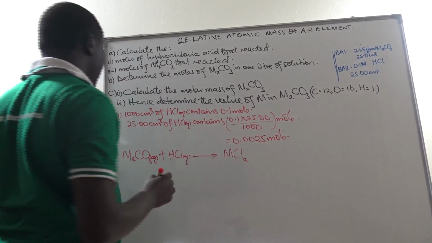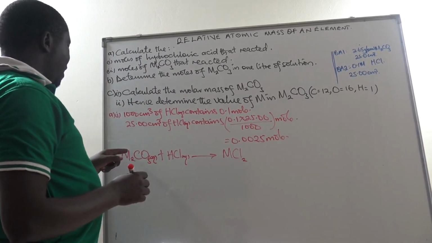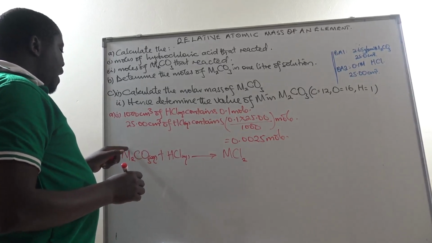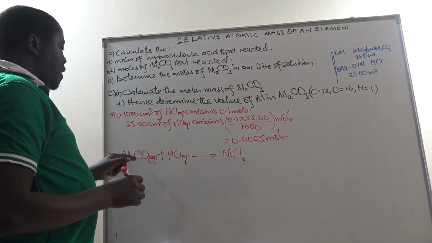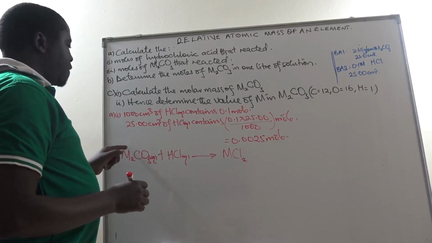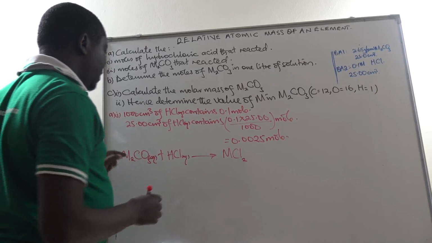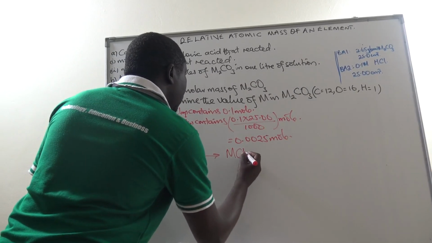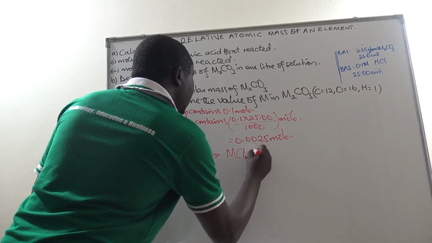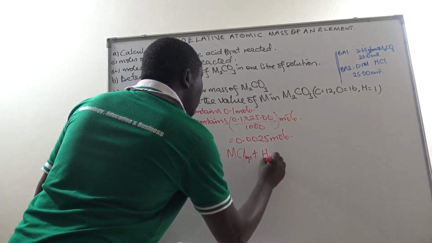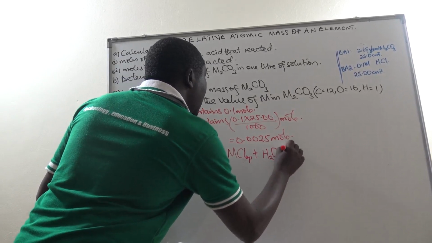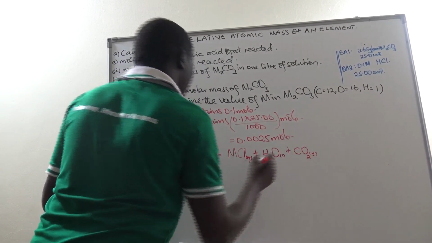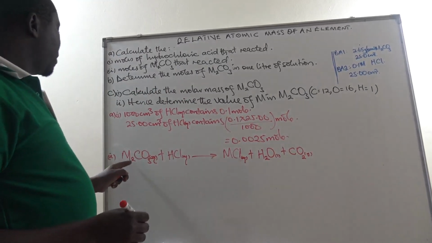Correctly, we need to use the valencies. So the valency of carbonate is 2, and this 2 is here. The valency of M, since there is 1 here, we are not seeing this carbonate bracketed, it means the valency of M is 1. So we have M chloride produced together with water and then carbon dioxide gas. And we balance this equation. There are 2 atoms of M here.